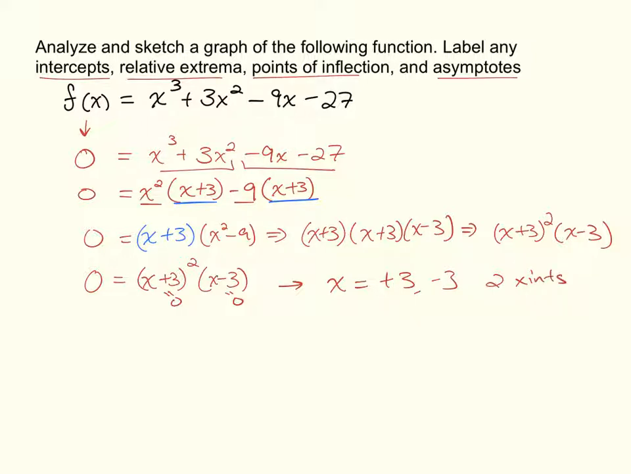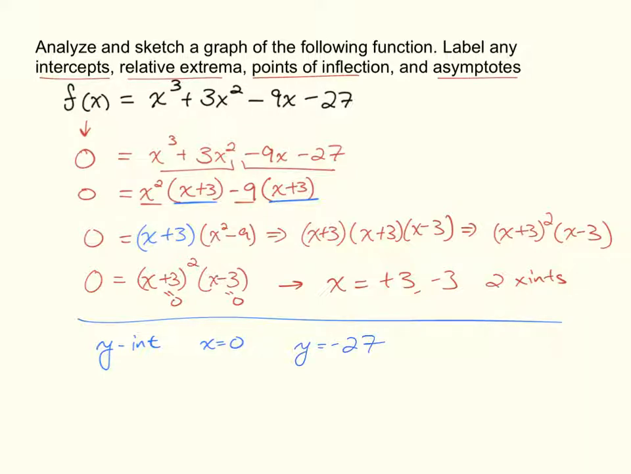To find the y-intercept, that is when you let x be 0. Y-intercept happens at x equals 0. So what that means, just by substituting 0 into all of these terms here, they all go away, and we're left with a negative 27 for the y-intercept.